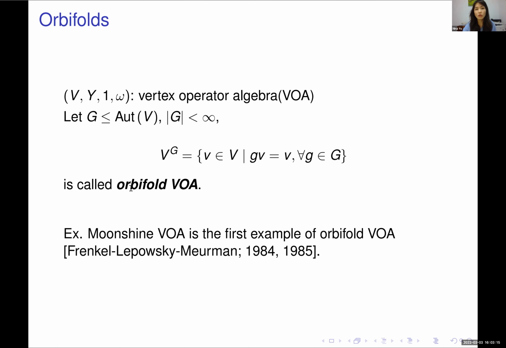And so in orbifold theory, we want to study this VOA, and we also want to study the relation between this VOA and V. And this is the so-called orbifold theory. And orbifold theory is very important. For example, we know that the famous moonshine VOA is the first example of orbifold VOA.